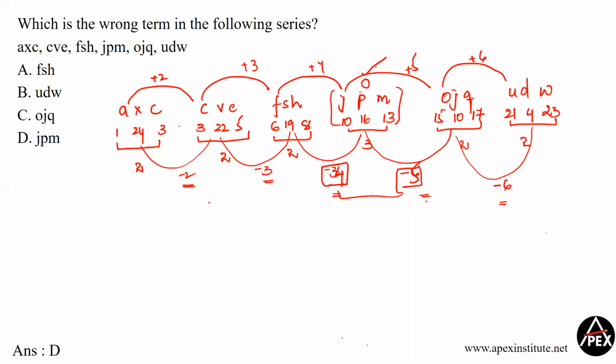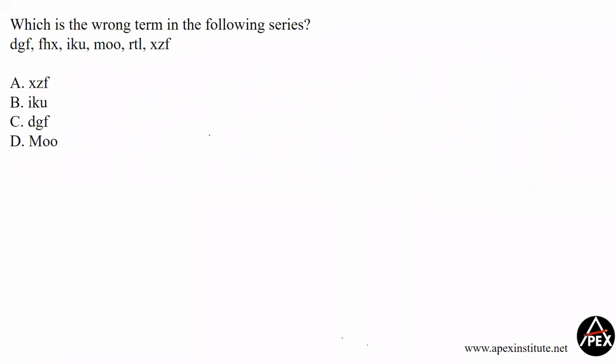Now coming to the last term. 3 plus 2 is 5, 5 plus 3 is 8, 8 plus 4 should be 12 here, and 12 plus 5 will be 17. So instead of M, if we have L, then I can say that the series would be perfect, isn't it? So the incorrect term here is JPM. So hence option D. Clear, guys?